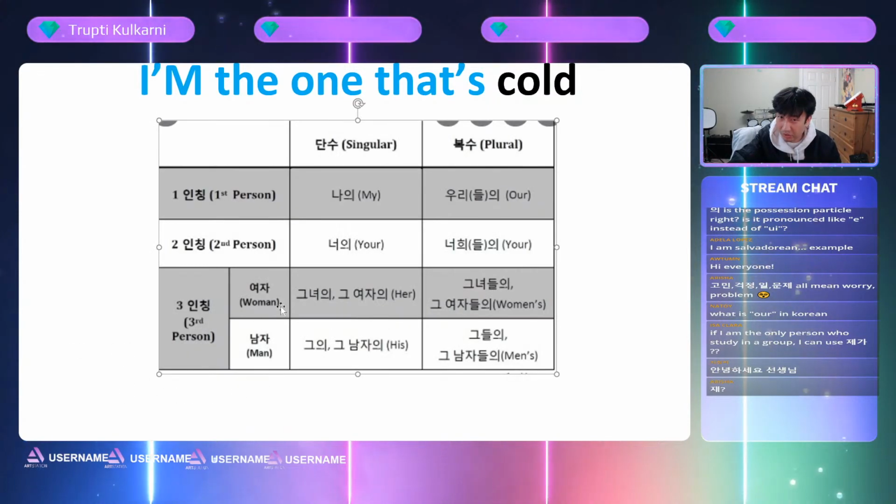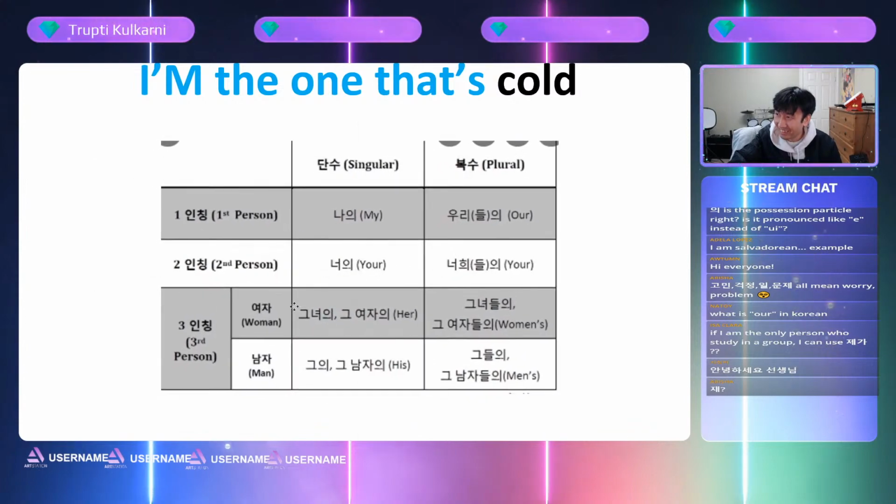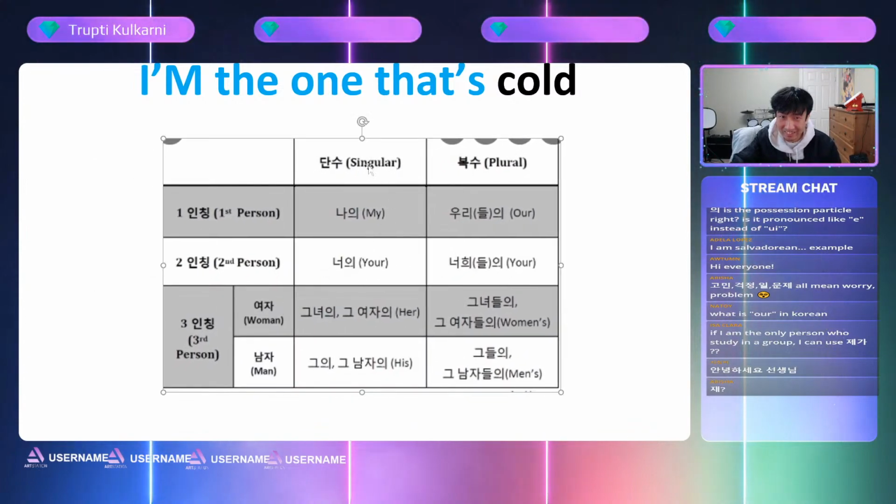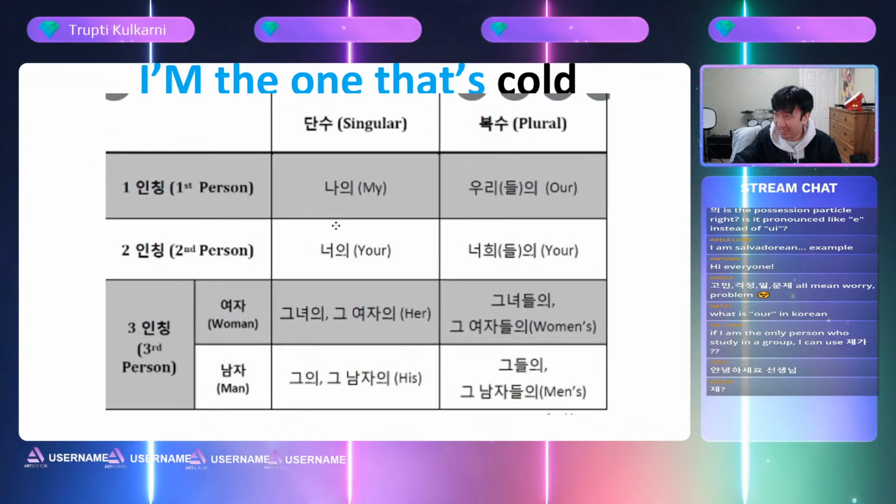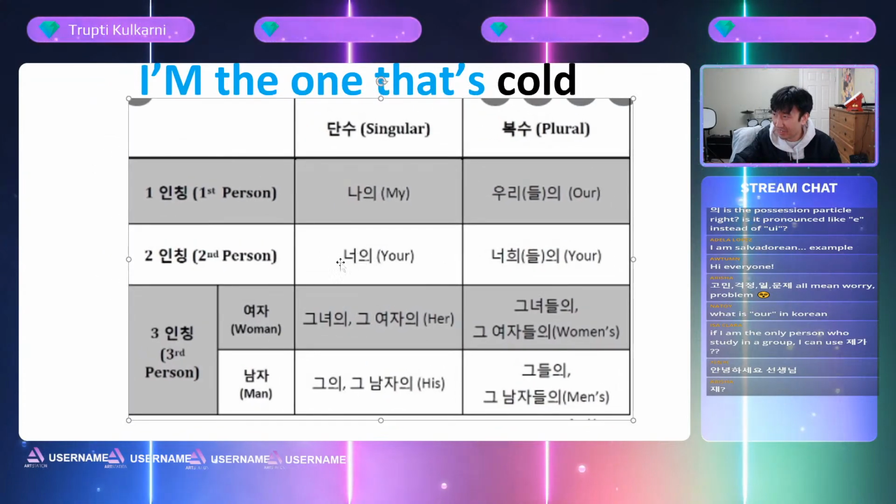Here we go. I just pulled it up from the internet, instead of me typing everything. So yeah, 나의 is my, and 우리들의 or 우리의 is our. This 들 right here is optional. You don't have to say it. And then this 너희 is your, 너희들의 or just 너희의 is your. Like you guys, it's plural. Like your guys's.